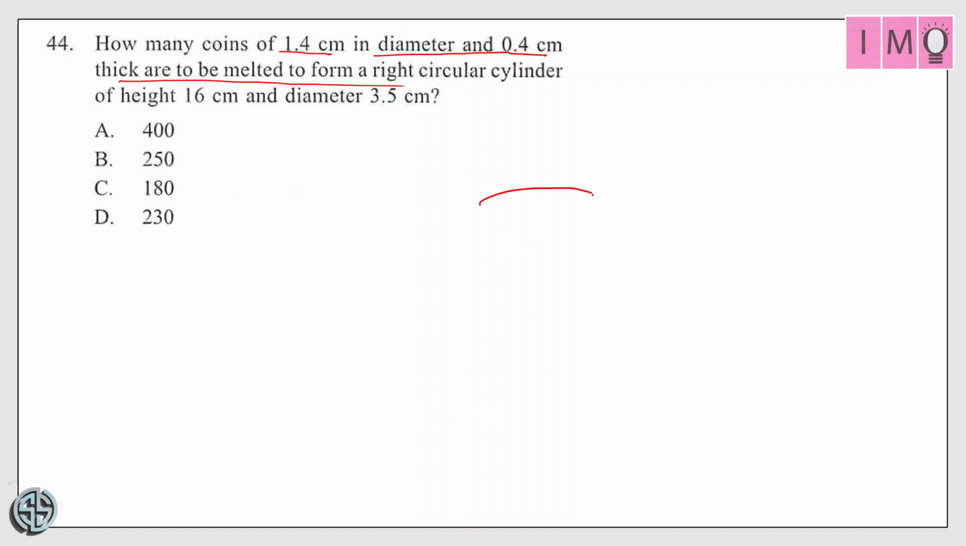There is a coin, right? If I make the diagram of the coin, it is something like that. It must have some thickness like this. This is the coin, I have made it here. Its diameter, if you can see, is 1.4 centimeter, okay, and the thickness is 0.4 centimeter.